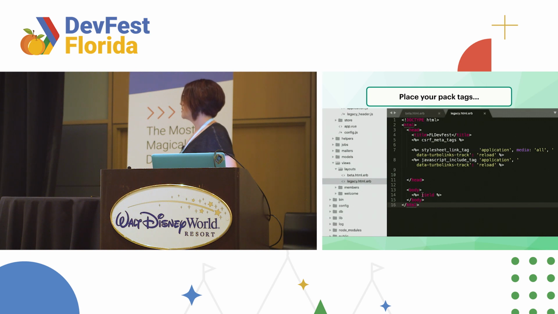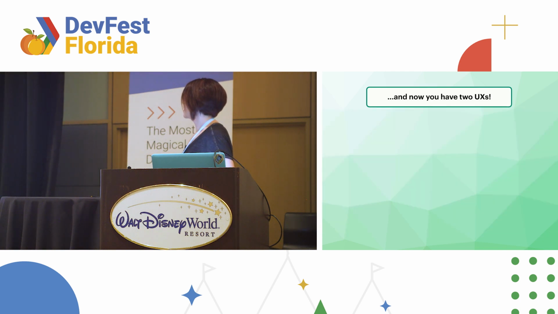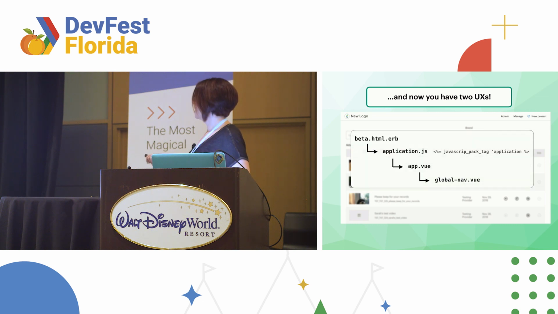Now let's look at legacy. Legacy, we still want some of our Rails templates to show up. We just want the header to be the Vue component that we've built. So here I can just pop in the JavaScript pack tag and call in the legacy header file, and that will bind the global nav component directly to this Vue template. So now we have two user experiences. We have the beta, the single page, that has the global nav.vue on top.